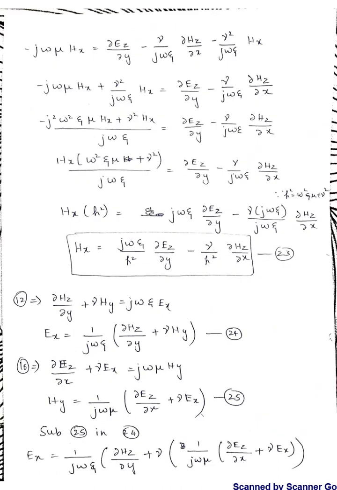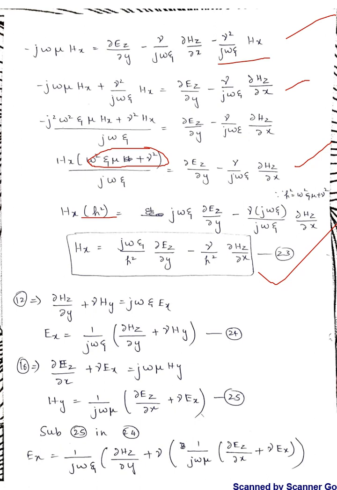So after that the same procedure will be repeated, that is, this j omega mu I'm going to take to the left hand side, and after that this term, which has the Hx term, I'm going to take to the left hand side, and after that I am going to take the LCM. And after that I'm going to take this Hx term common, and instead of this omega square epsilon mu plus gamma square, I'm going to replace it as h square, and after that h square also I'm going to take to the right hand side, and I have obtained the Hx equation like this. Now we have obtained Hx and Ey.